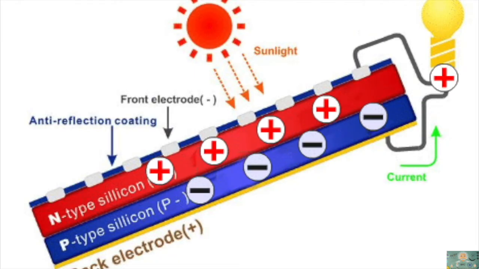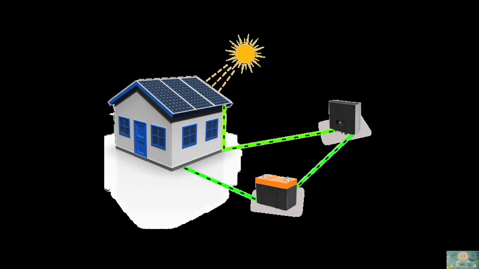Here is one of the ways to convert light energy into electrical energy by using solar panels, and the principle behind it is the photoelectric effect.